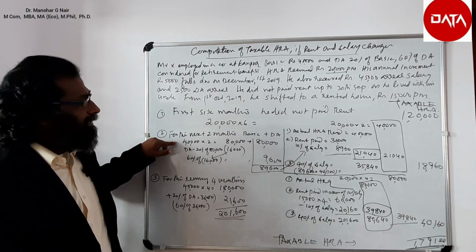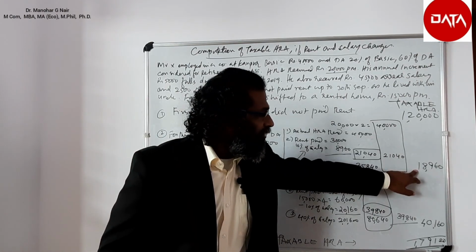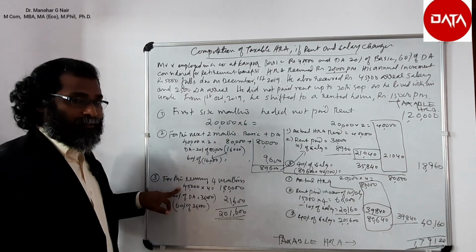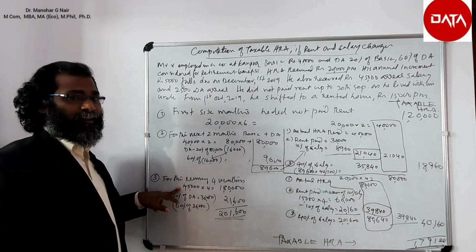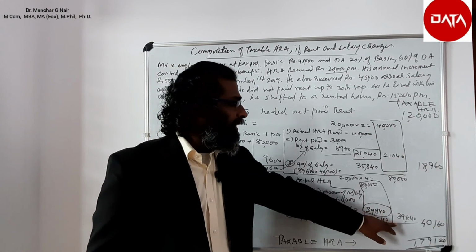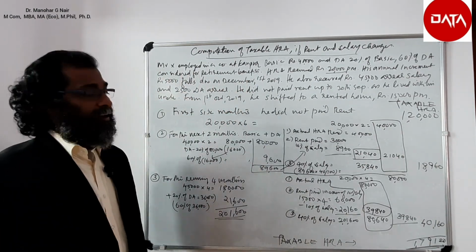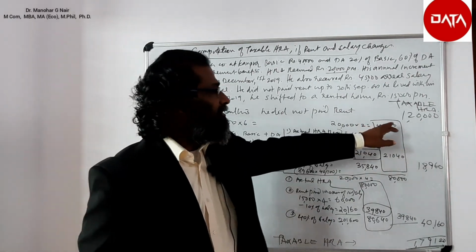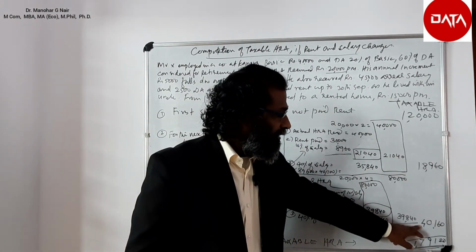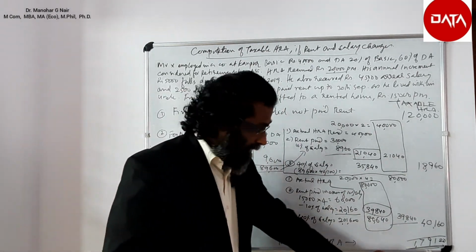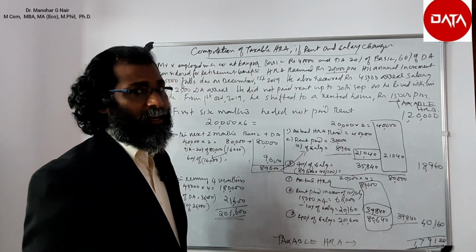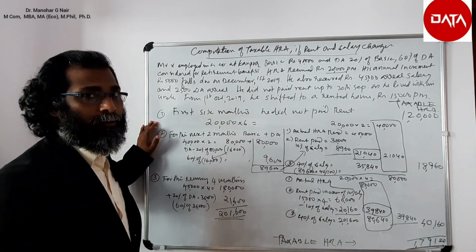For that, the taxable portion is 18,960. Then for the remaining 4 months, his salary was increased by 5,000 rupees, so the computation is different in that case. Here the least is exempted, that is 39,840, and the taxable portion is 40,160. Therefore the total HRA taxable is 1,20,000 plus 18,960 for those 2 months, then 40,160 for the remaining 4 months. Therefore the total taxable HRA is equal to 1,79,120. Hope this is clear.